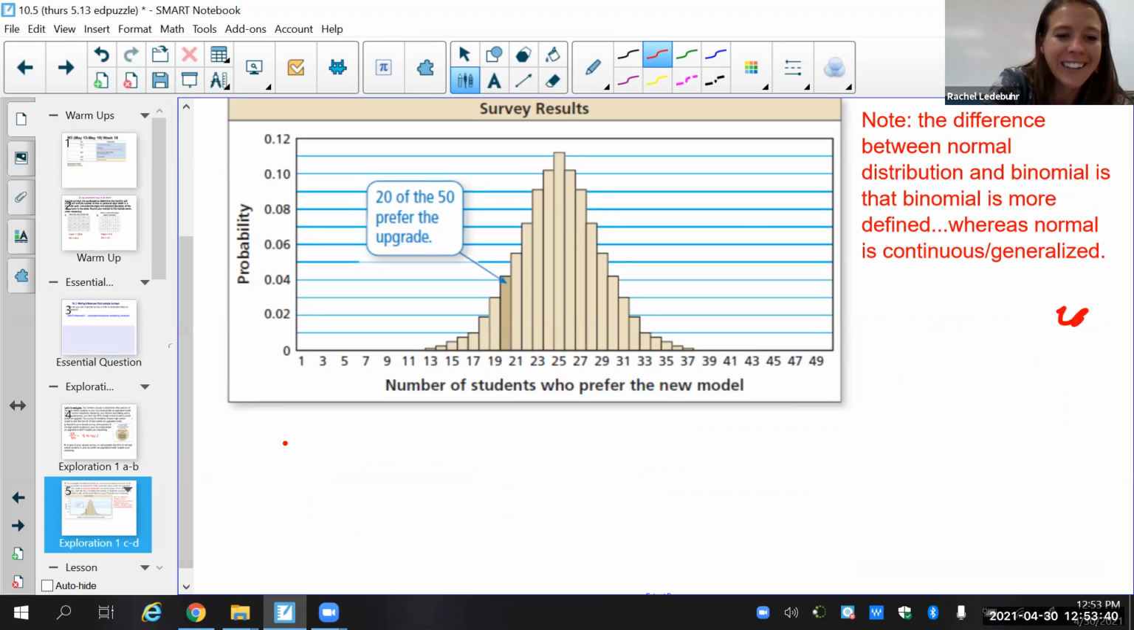I love when the pencil works, right? When my probability is at about 0.042, if I read that graph correctly.